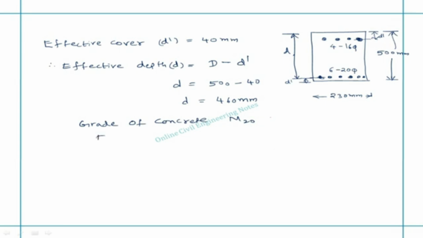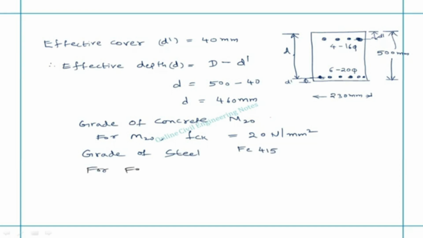And the grade of concrete is given as M20. For M20 grade of concrete, characteristic strength of concrete fck is equal to 20 Newton per mm square. Grade of steel given as Fe 415. For Fe 415 grade of steel, yield strength of steel fy is equal to 415 Newton per mm square. Now calculate the stress in the compression steel.